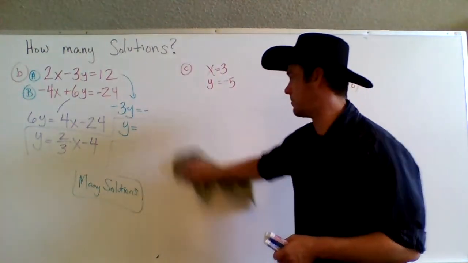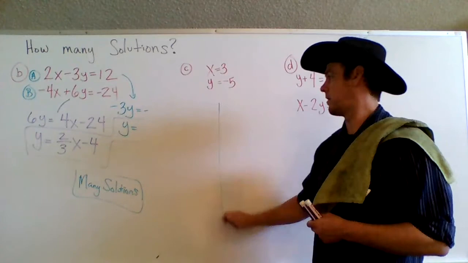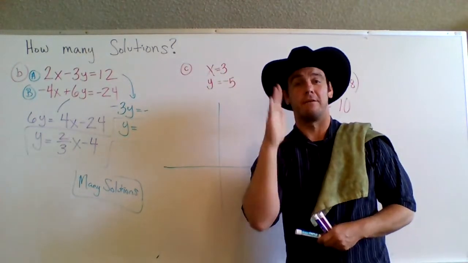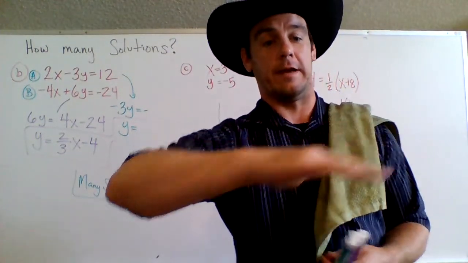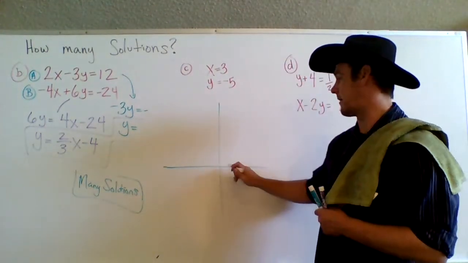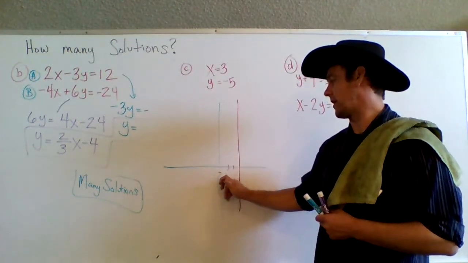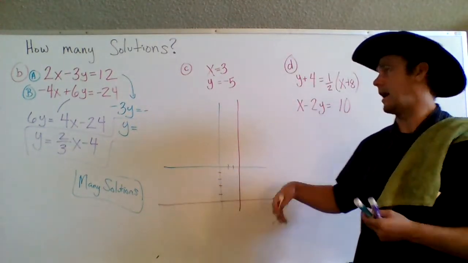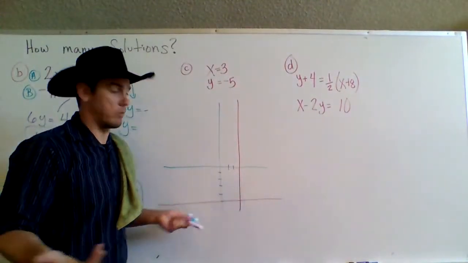Okay, this next one. If you guys remember, having x equals a number is going to be a vertical line, and having y equals a number is going to be a horizontal line. So if we have a vertical line at 3, a horizontal line at negative 5, okay, how many places do they intersect? Okay, there really is just going to be one solution then.